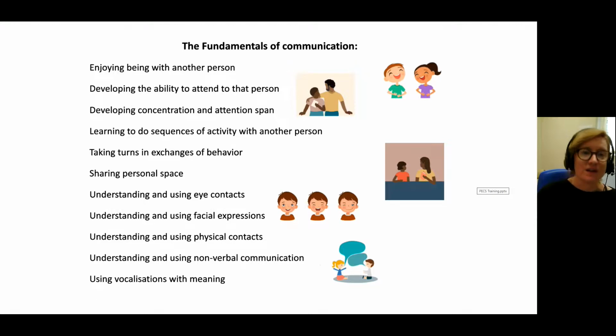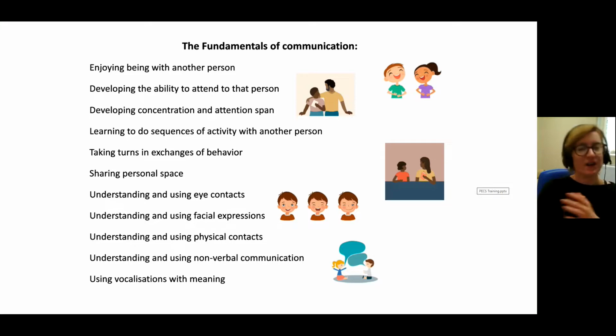So we can see already that Sasha enjoys being with another person. You do get some children who really struggle to be with another person, who find it uncomfortable and prefer to be off on their own. But Sasha is clearly someone who enjoys being with another person. In terms of attending, we basically mean, do they notice and give their attention to another person?